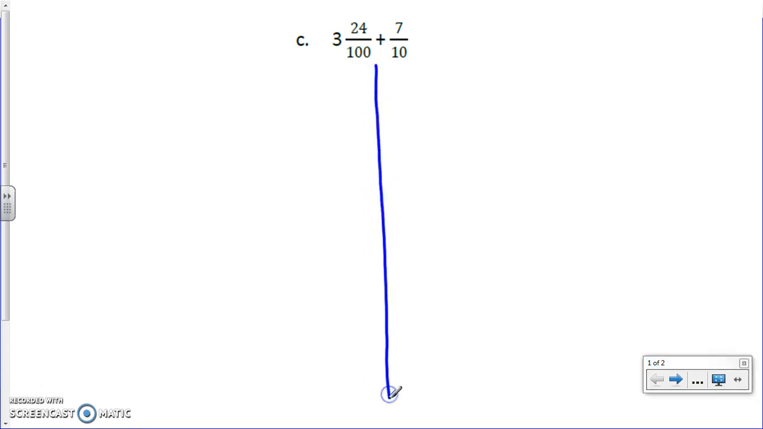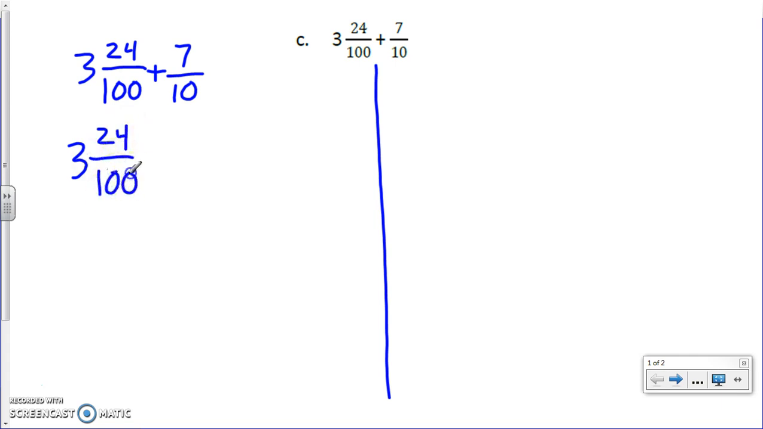So the first thing I'm going to do is draw a line so I can do my fraction over here. So I have 3 and 24 hundredths plus 7 tenths. Now, the first thing that should jump out to you is that I don't have a common denominator right now, so I will need to find one. So 3 and 24 hundredths I'm going to leave alone because it already has a denominator of 100. Plus, I can turn 7 tenths into a denominator of 100. If I multiply my denominator, 10, times 10, I get to 100. So I'm going to take my numerator, which is 7, and multiply that by 10, which will get me to 70. So now I have 3 and 24 hundredths plus 70 hundredths.